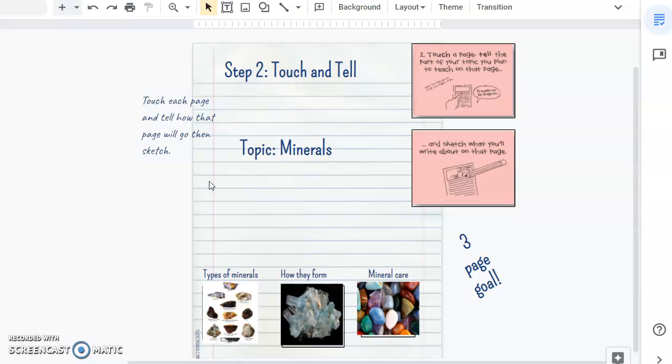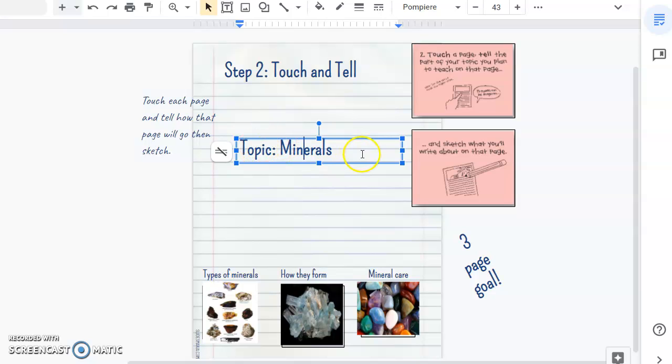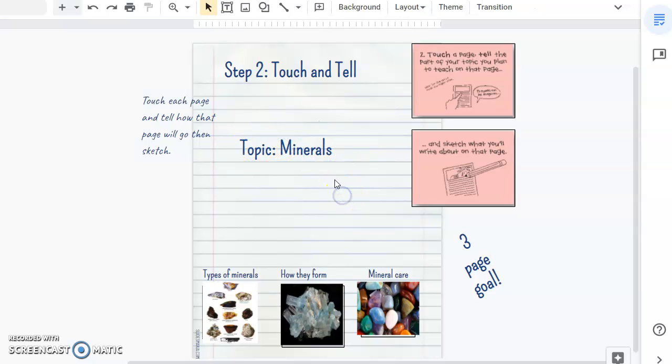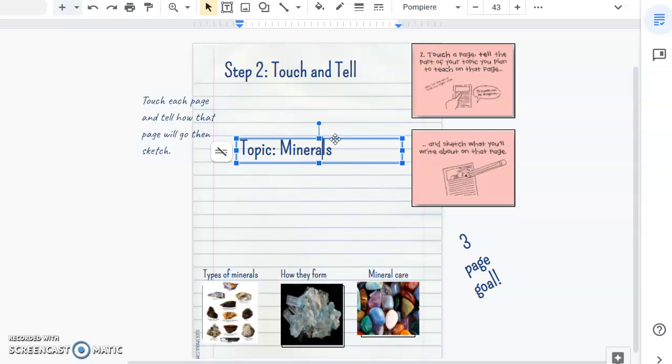And then I want you to see that I rearranged this page a little, and you will notice that in your journal it's been rearranged. So these are anchor charts that will help you, but I have put on this page topic, and this is this person's topic, minerals. And then there are 3 subtopics, which they will talk about. Each of these on a page are types of minerals, how they form, and mineral care. All 3 of these have to do with this main topic. They are not 3 different things.